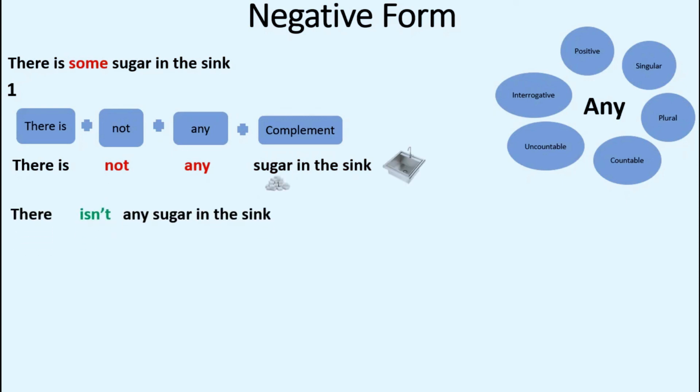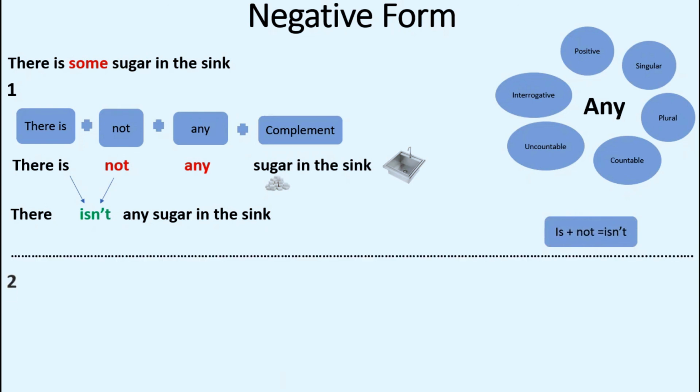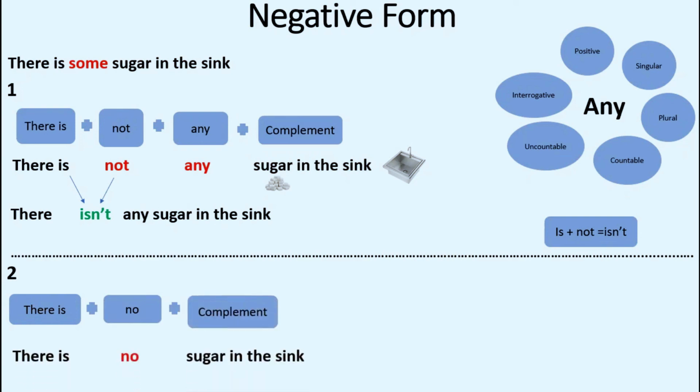No sugar in the sink. Or I can even say there isn't any sugar in the sink. There isn't, which is consisted of is plus not. The second way of making your positive sentence a negative form sentence is that we use there is plus no plus complement. For example, I'm going to say there is no sugar in the sink.